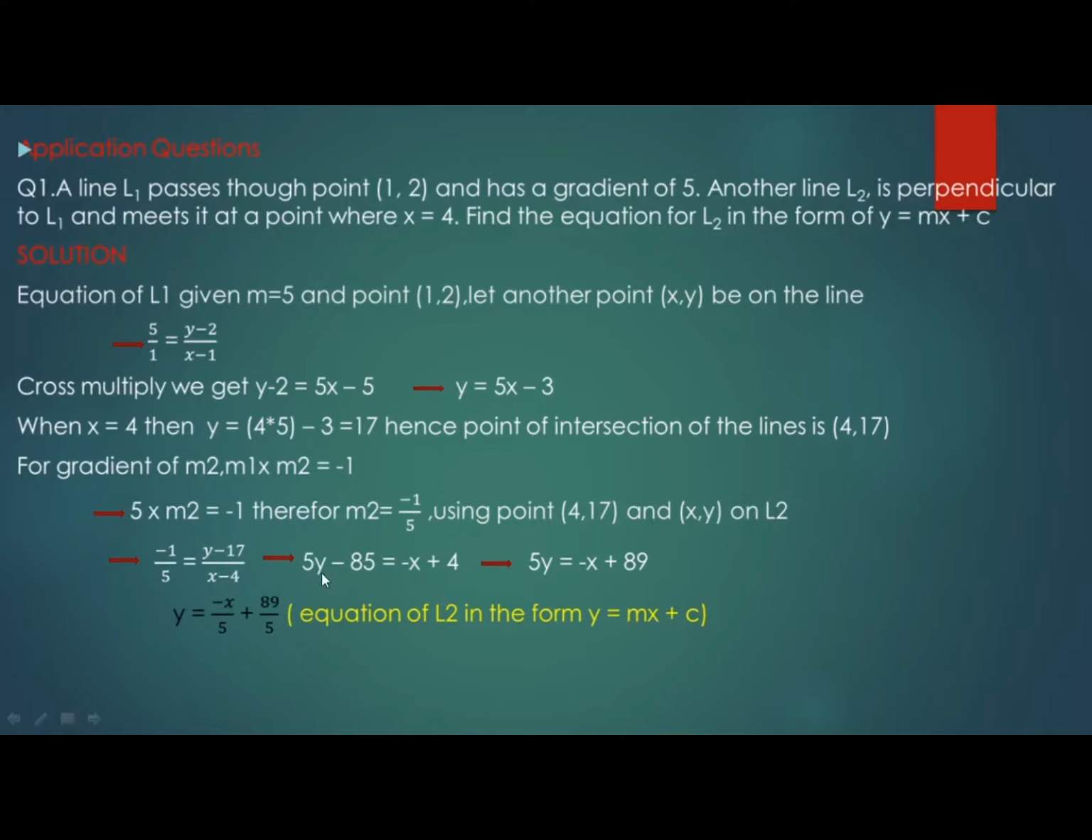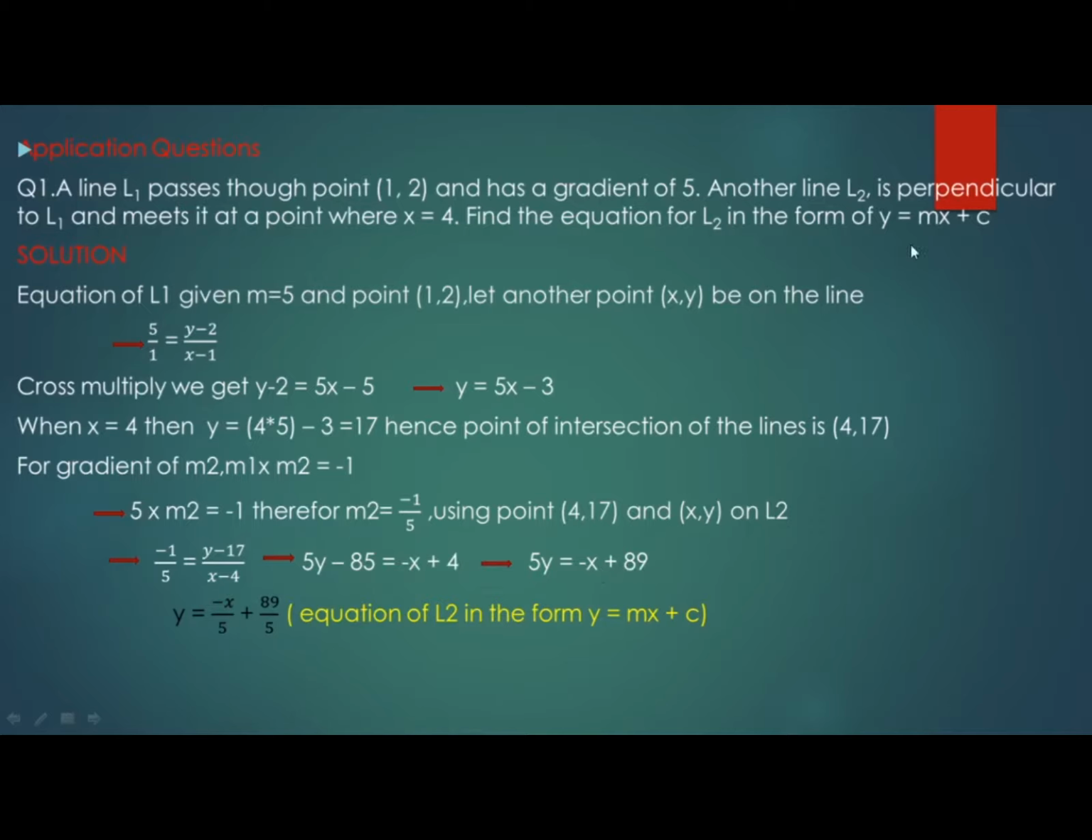You open the bracket, you'll get 5y minus 85, because 5 times 17 is 85. 5y minus 85 equals -1 times x, which gives you -x. Negative x times -4 gives you positive, so it will be -x plus 4. Like terms together, 5y equals -x plus 89, because we brought 85 to the right hand side and 85 plus 4 is 89. Therefore 5y equals -x plus 89.